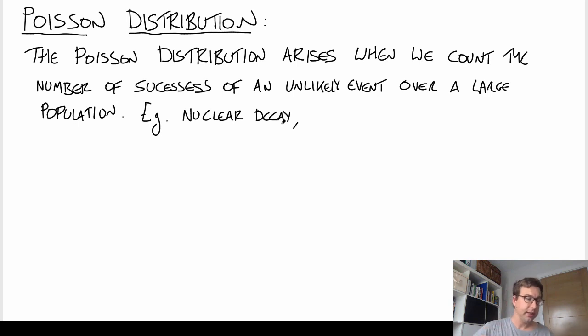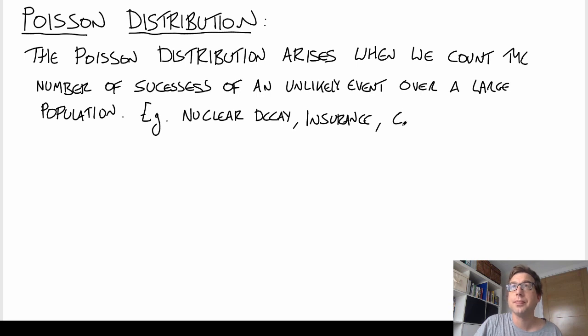Another example would be in insurance. An insurance company will have a large number of insurance contracts, and a small proportion of those will actually experience some sort of incident and make a claim. So again, there's a large population, and each individual contract has a small chance of making a claim. We ask what's the distribution of the number of claims made over that large population. Again, that's something appropriate for a Poisson distribution to consider.